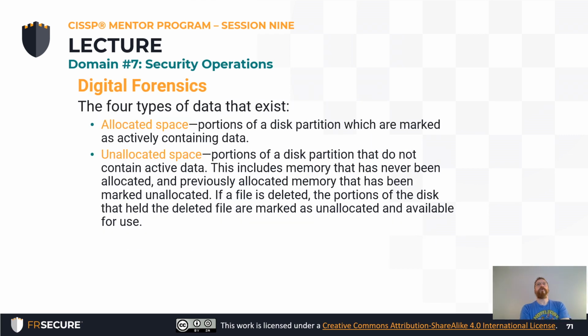All right, four types of data. You will need to know the difference in these four types. So allocated, it's parts of that disk that have active data, right? This is what's been written to.